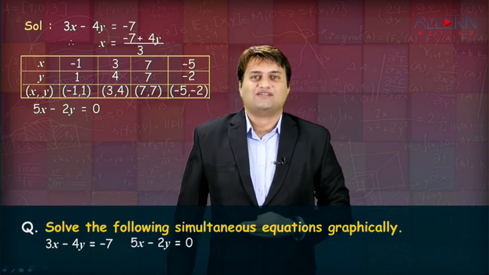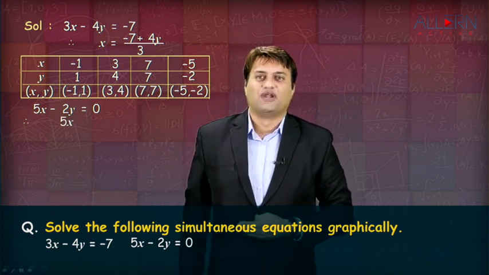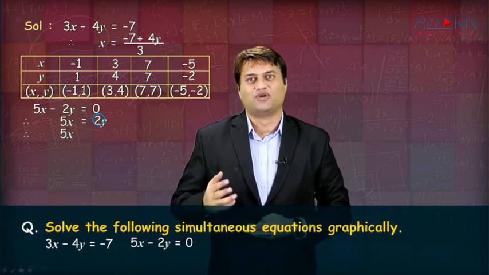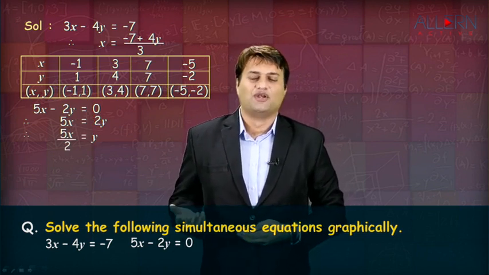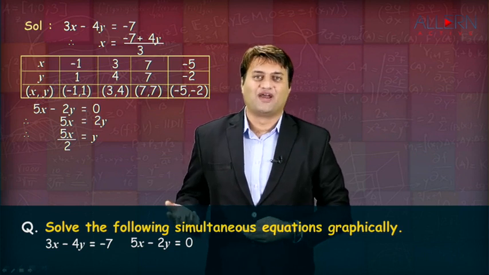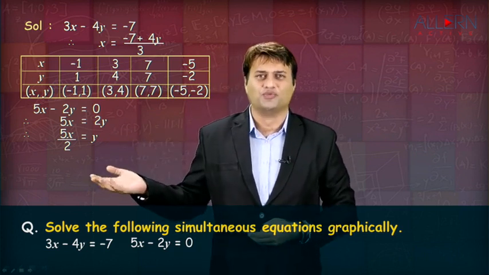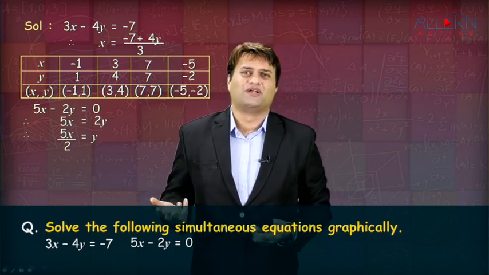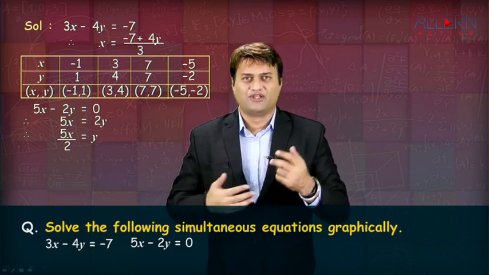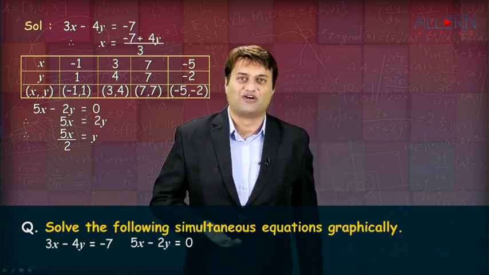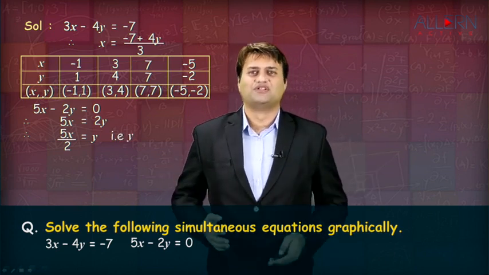Let's move on to the second one. 5x minus 2y is equal to 0. Shift minus 2y to the other side, you get 5x is equal to 2y, right. So you get y is equal to 5x upon 2. Now here the problem is not there because the denominator is 2. So when the denominator is 2, either it will be an integer when you divide, or it will be something point 5, which can be easily plotted on the graph paper. So here the assumptions will not be a problem.